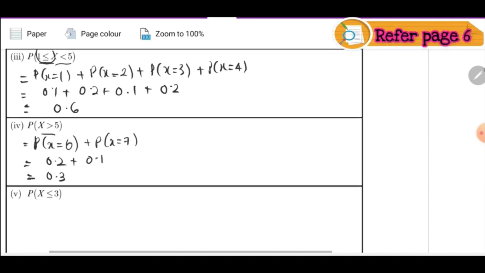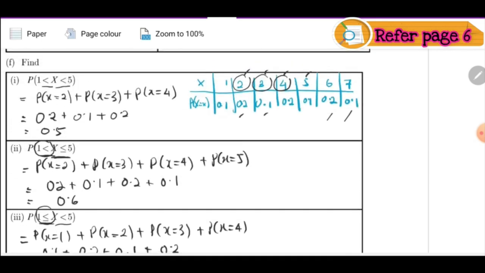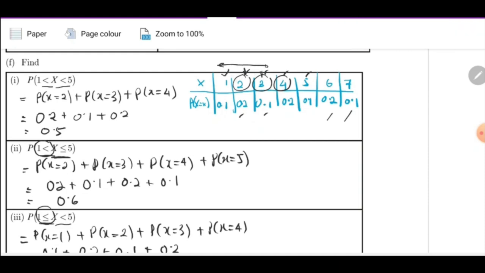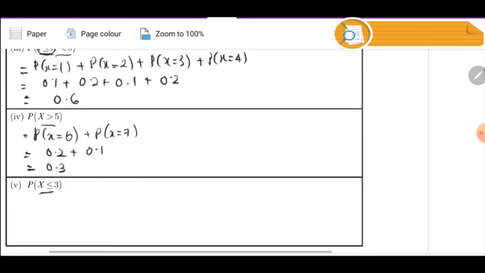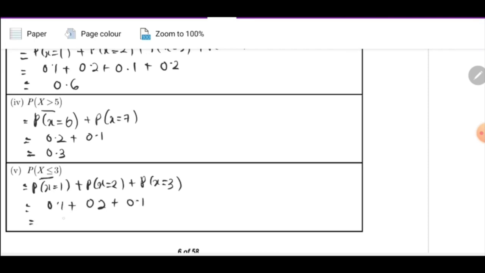Okay, number 5. Find the probability when x is less than or equal to 3. From the table, we can see that x less than or equal to 3 means we can take the values 1, 2, and 3. So we start from P(x=1) plus P(x=2) and P(x=3). The probability when x equals 1 is 0.1. When x equals 2, the probability is 0.2. When x equals 3, the probability is 0.1. So we add up all the probabilities and the answer is 0.4.